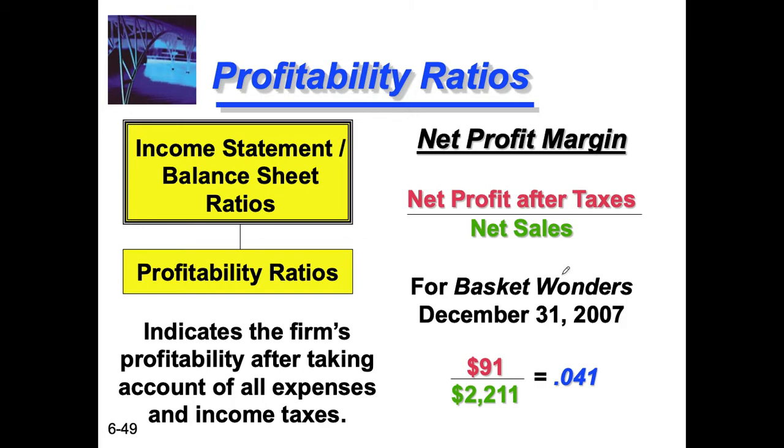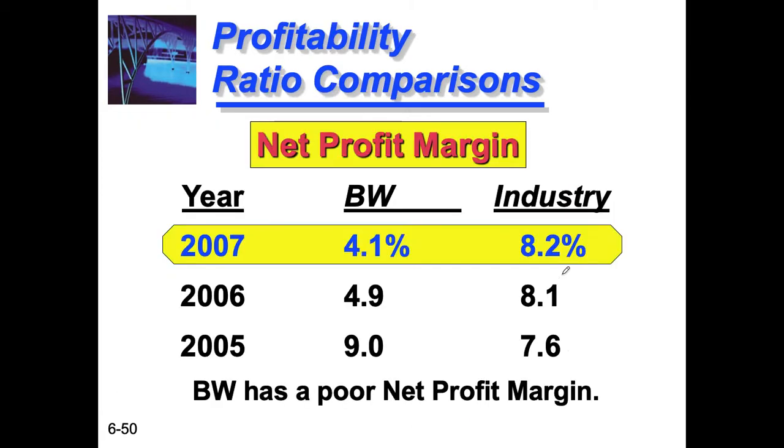Now net profit margin. For net profit margin, the formula is net profit after tax per net sales. Net profit margin indicates the firm's profitability after taking account of all expenses and income taxes. Based on this data, BW has a poor net profit margin, lower than industry average.